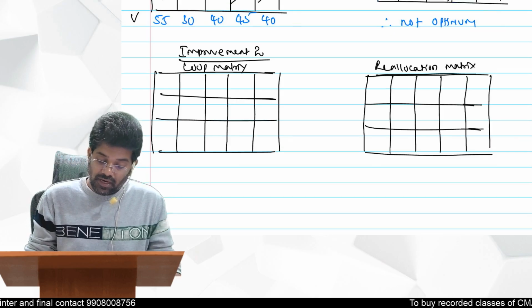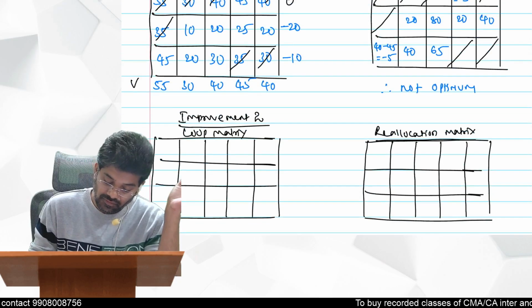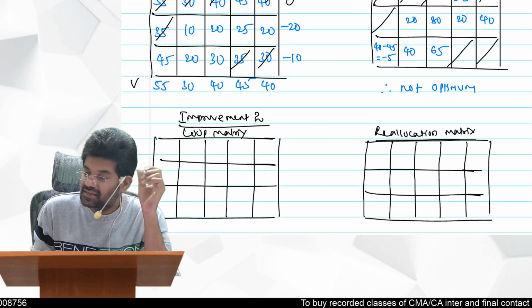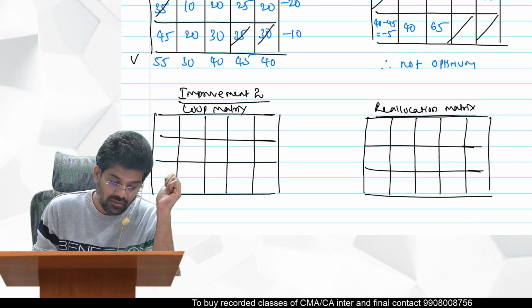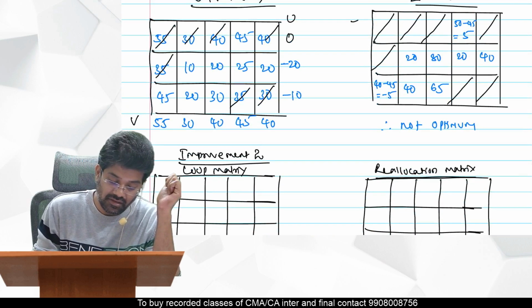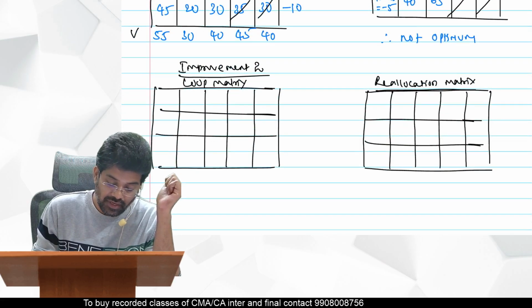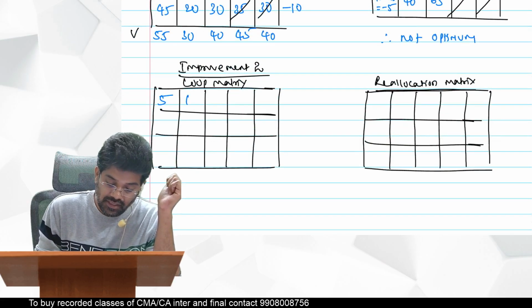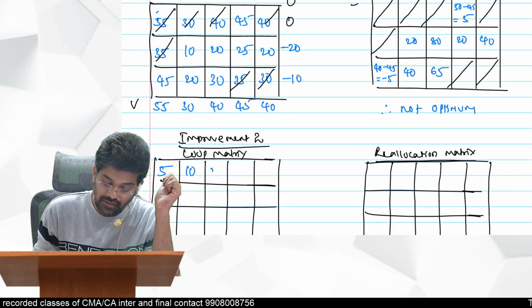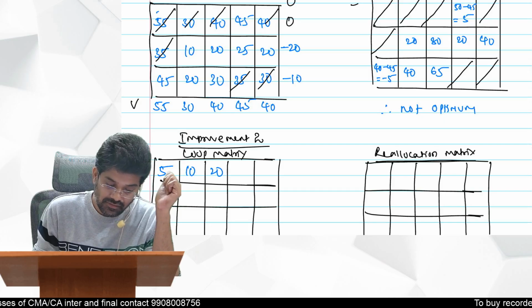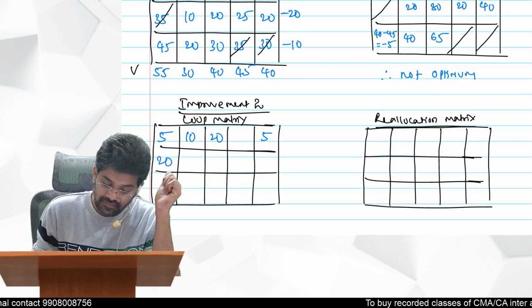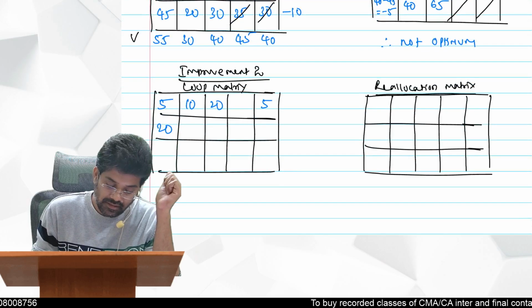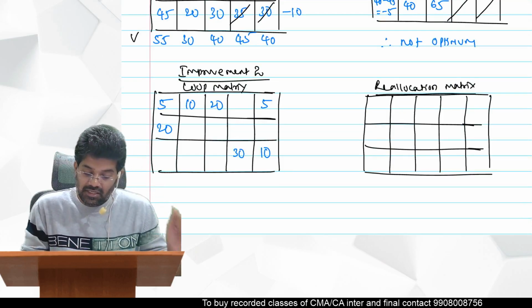So what we should do, loop matrix first, we should take the quantities, the allocated quantities of the cells allocated. So what are the allocated quantities here: these are the allocations at these cells. Here it is 5, here it is 10, here it is 20, here it is 5, here it is 20. Then here it is 30, here it is 10. Now these are the allocated quantities.